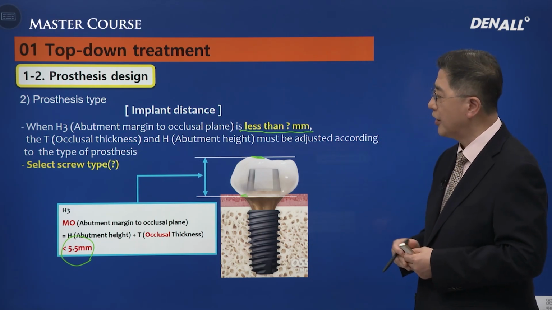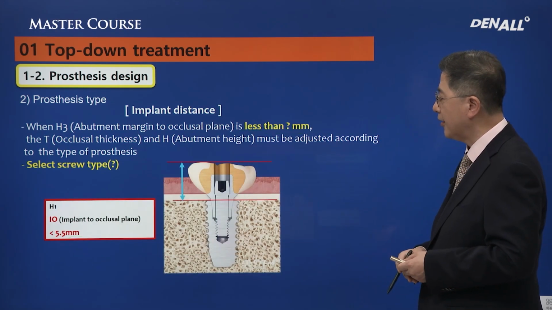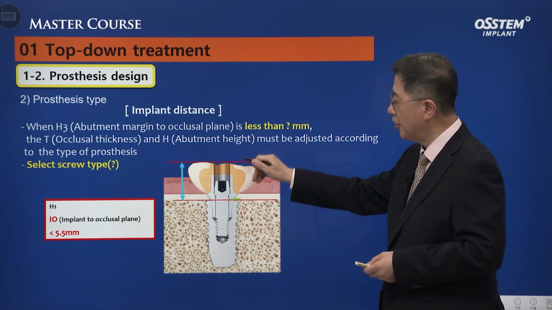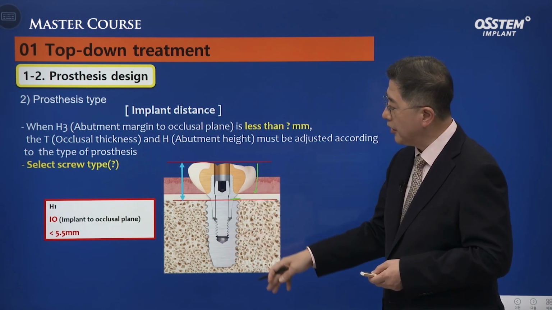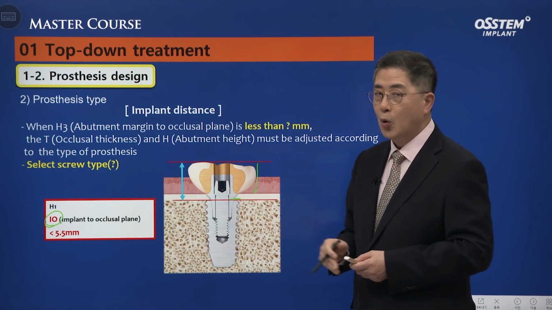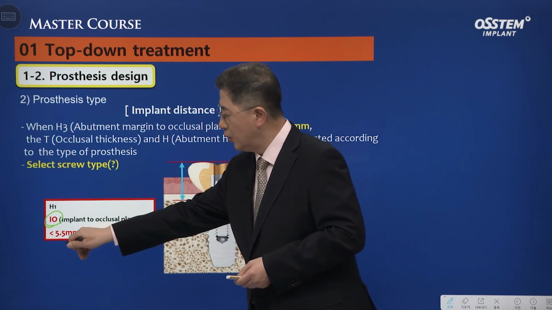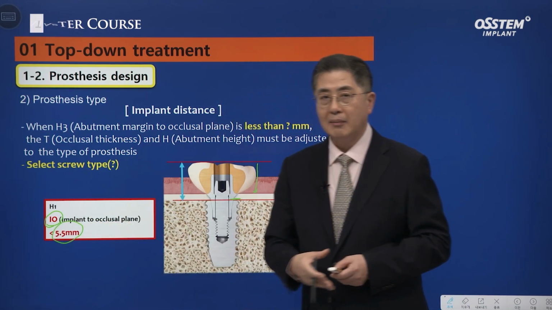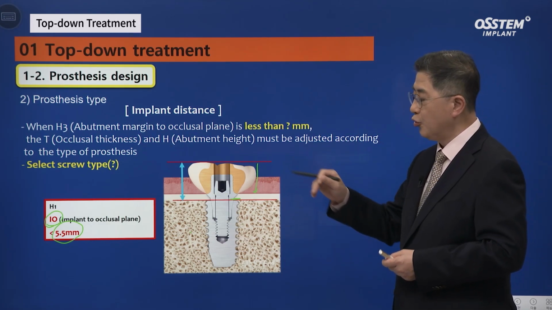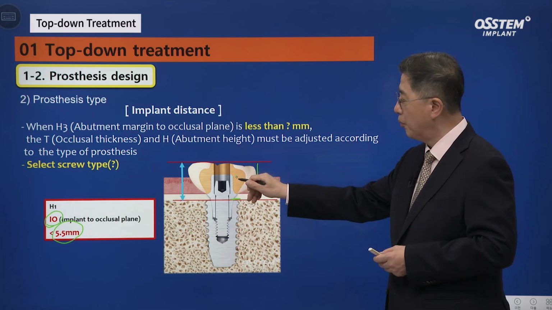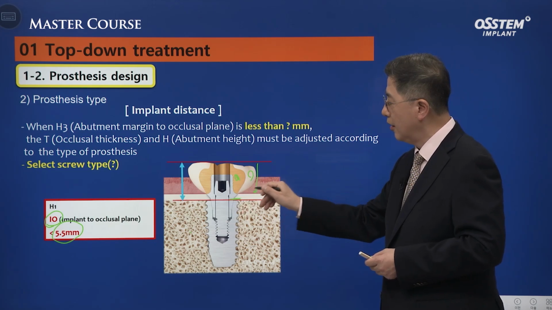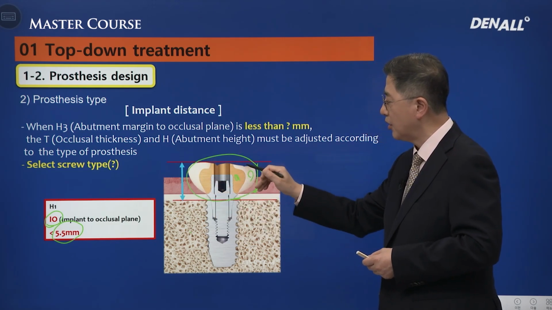I personally do not agree. When the implant is placed, from the implant top to the antagonist, this is IO, which was described previously. From the implant to the antagonist, if it is less than 5.5 millimeters, then you need to end up with a screw-type prosthesis. By screw type, a UCLA abutment is used, PFG gold is used, and on top porcelain is added. It is this kind of prosthesis.